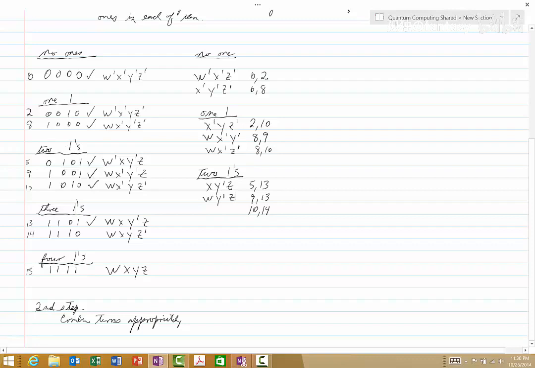Those differ in the X position, so we have W, Y, Z prime. After we take X out, we have W, Y, Z prime. Same thing down here. After we take X out, W, Y, Z prime. And that was 10 and 14. 10 already has a check. Now we'll put a check by 14. And that's it for that grouping.